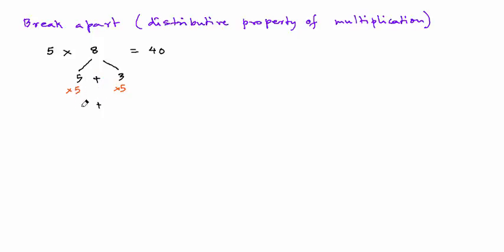So 5 times 5 is 25. 3 times 5 is 15. And 25 plus 15 is indeed equal to 40. So this break apart method is indeed very useful to multiply numbers even beyond your known multiplication tables.